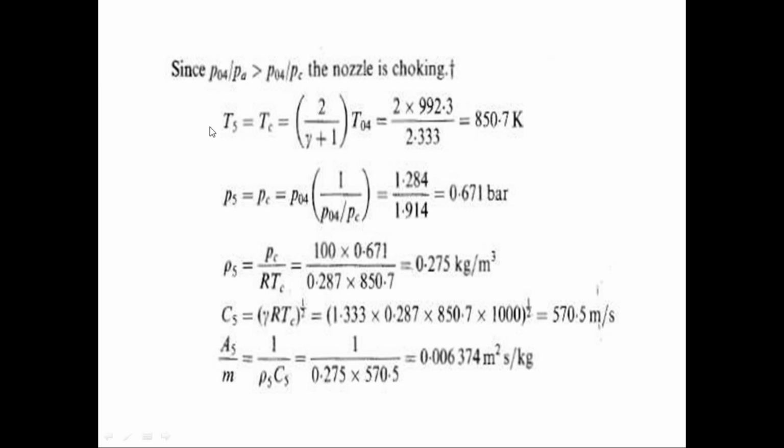So if the nozzle is choked, then T5 will be equal to Tc and P5 will be equal to Pc. So T5 is equal to Tc, which is equal to 2 by (gamma plus 1) times T04. T04 is 992.3 and gamma plus 1 is 2.33. This is multiplied by 2. So T5 will come out to be 850.7 Kelvin. Similarly, P5 is equal to Pc, which is P4 times 1 over (P4 by Pc).